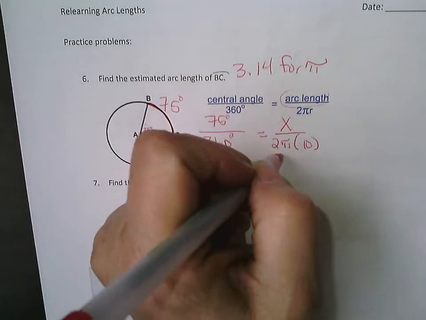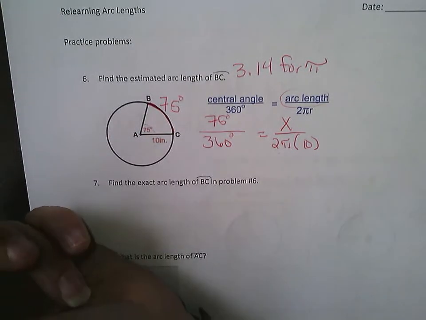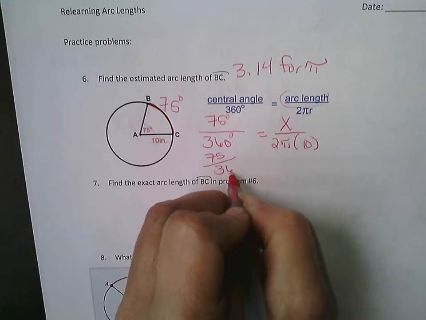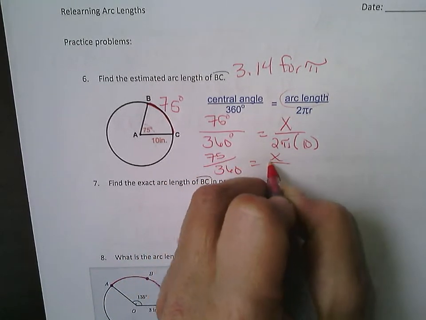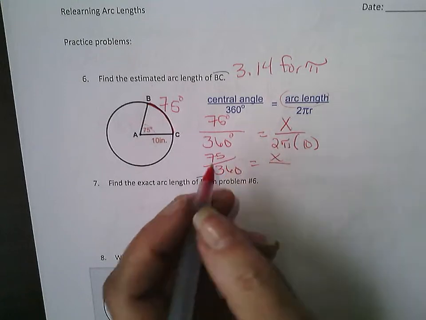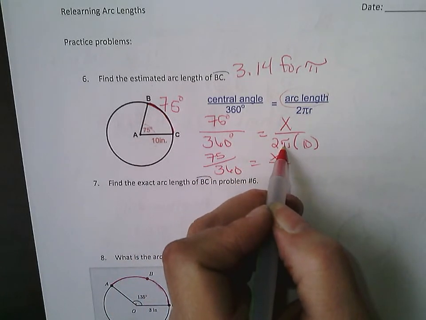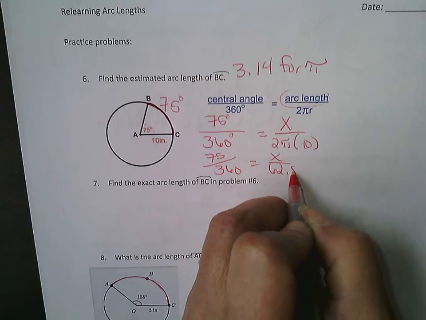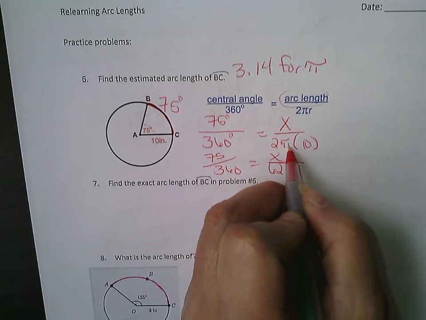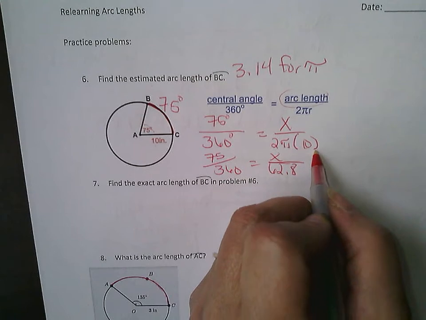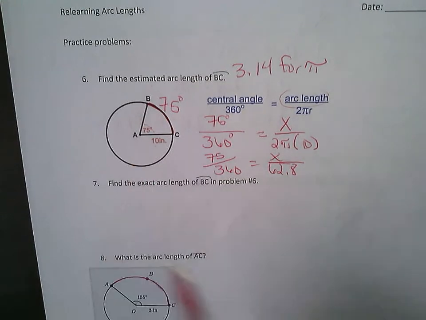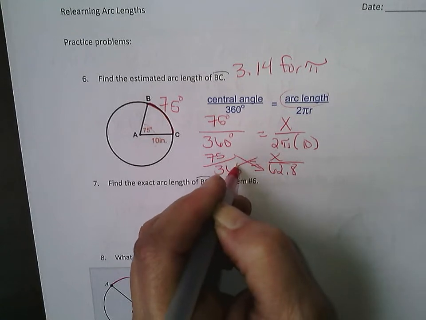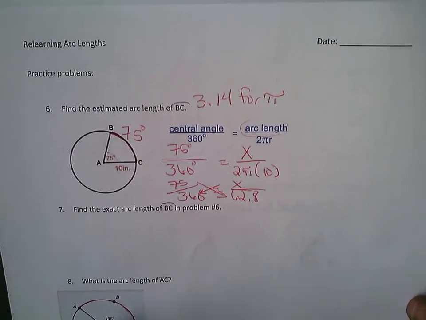So let's simplify this 2 pi times 10 down. I'm going to put this over here. 75 over 360 equals x over 2 times 3.14 times 10, which gives us 62.8. And now we have a proportion. We should be really good at these proportions. We've been using them for the similar triangles.